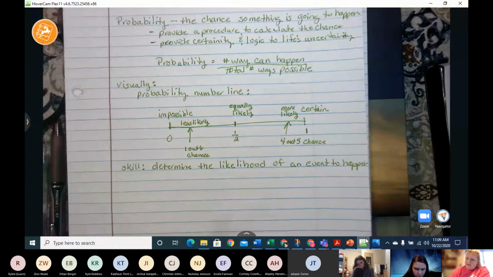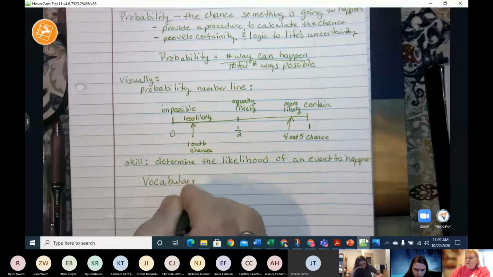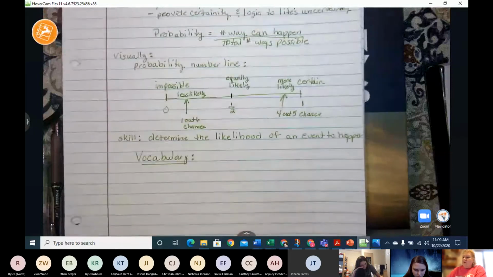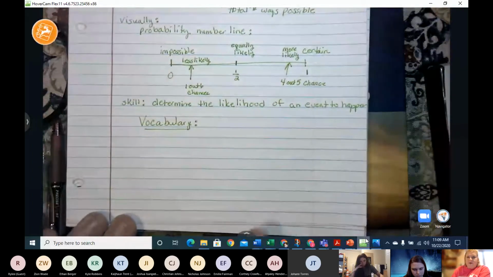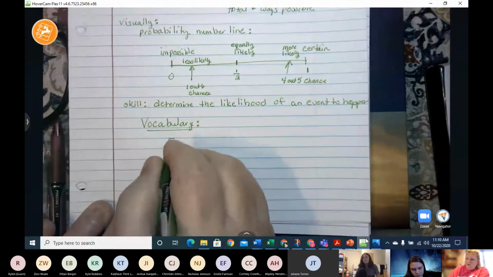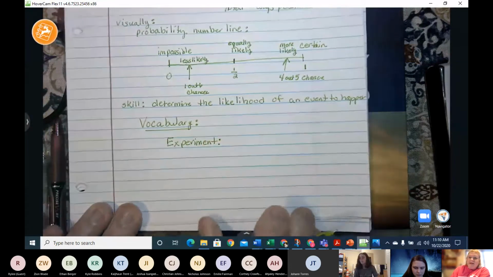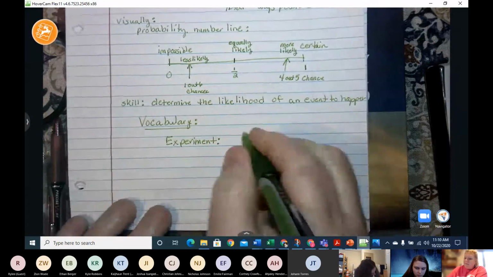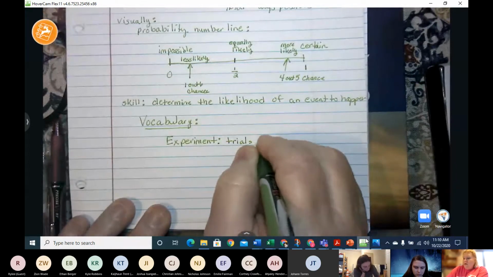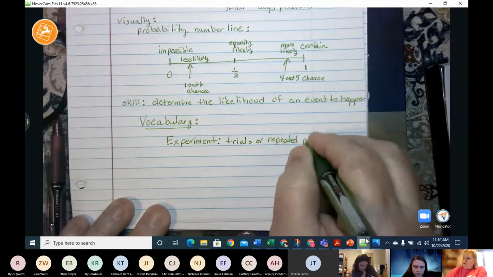Now, as we talk about probability, there is some vocabulary that you need to be familiar with, that you're going to come across as you hear people talk about probability. So you just want to be familiar with it. The first term is experiment. This is not the kind of experiment like in a chemistry lab where you might blow stuff up, but it is a type of experiment where you do trials or repeated procedures.